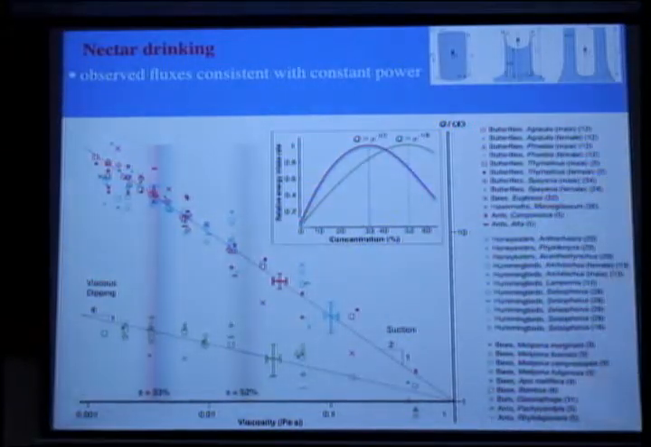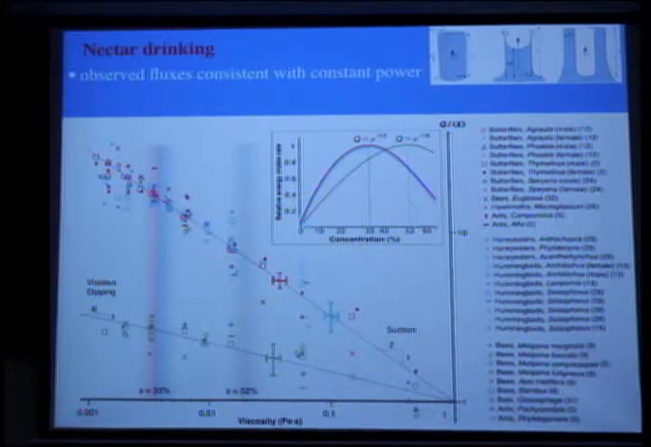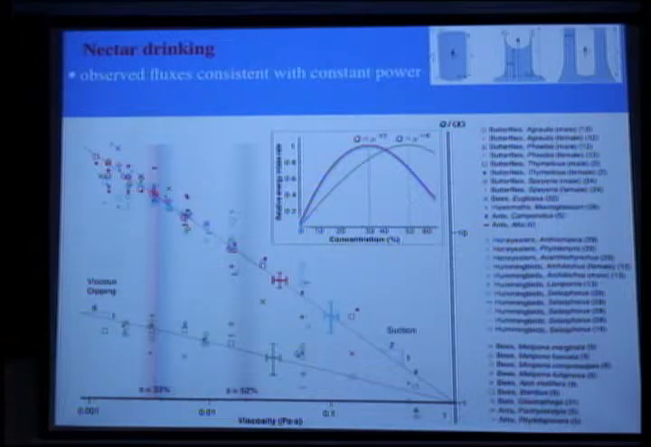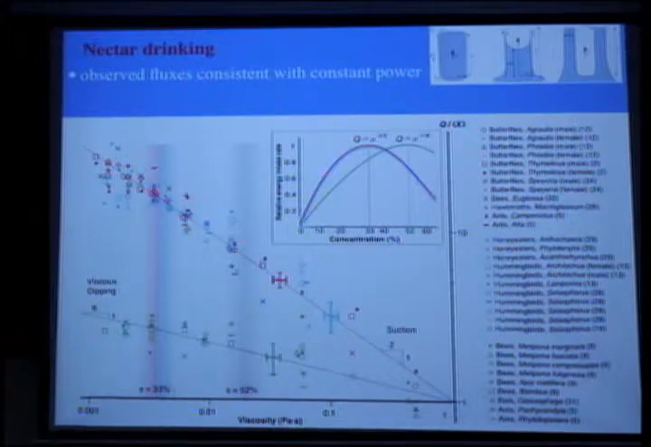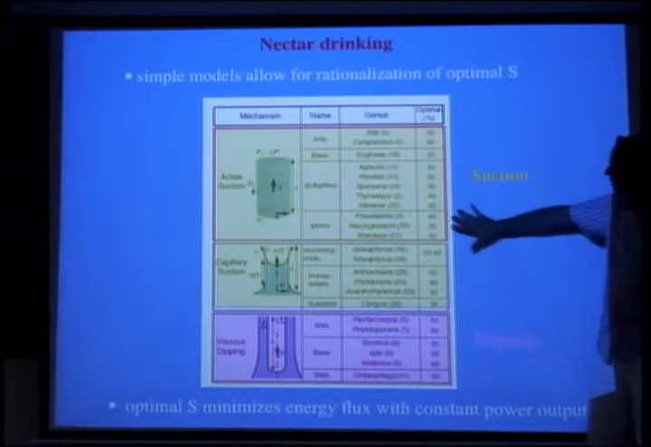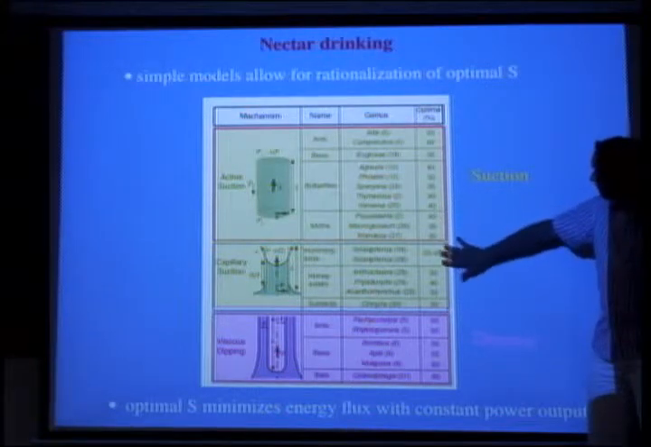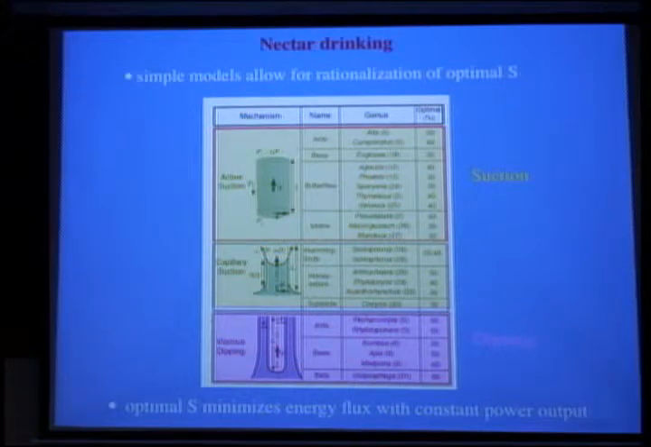The tube principle, it seems that the only role of the tube is to take in nectar, then one can perhaps hope to make some headway. But again, a general rule in biology is that things are always more complicated than you think, so one should try to be modest with one's claims. Nevertheless, we see that this relatively simple model has allowed us to rationalize the observed optima for active and capillary suction as well as viscous dipping. And so basically what's being optimized is the energy flux subject to the constraint of constant power output from the creature.